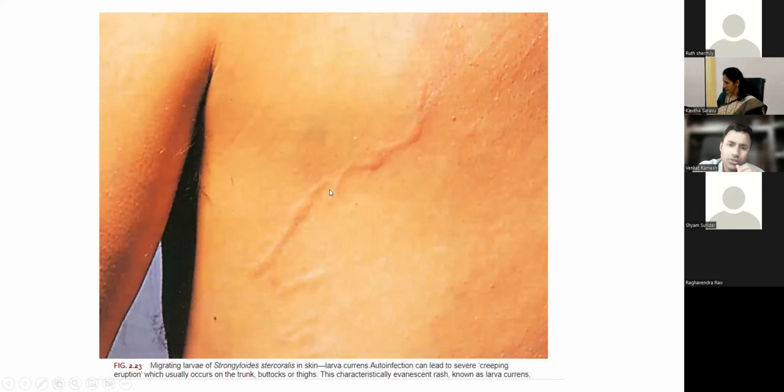Okay, so in strongyloides, you have a characteristic rash called larva currens, which proceeds at a rate of about 2 to 10 centimeters per hour. So it is a very quickly migrating rash. And this occurs on the trunk, buttocks, or thighs. And this has to be differentiated from the cutaneous larva migrans.